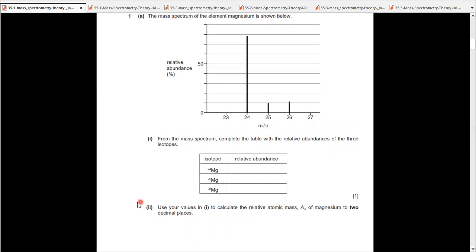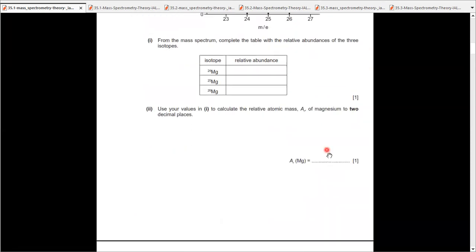For 24, it should be 79, for 25 it is 10, and for 26 it is 11. 79, 25, 10, and 11. All right. Good enough. Moving on.